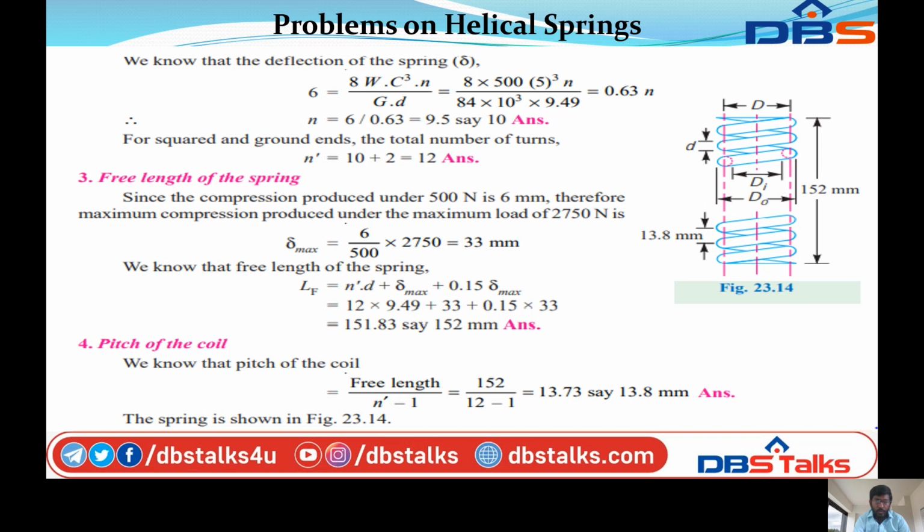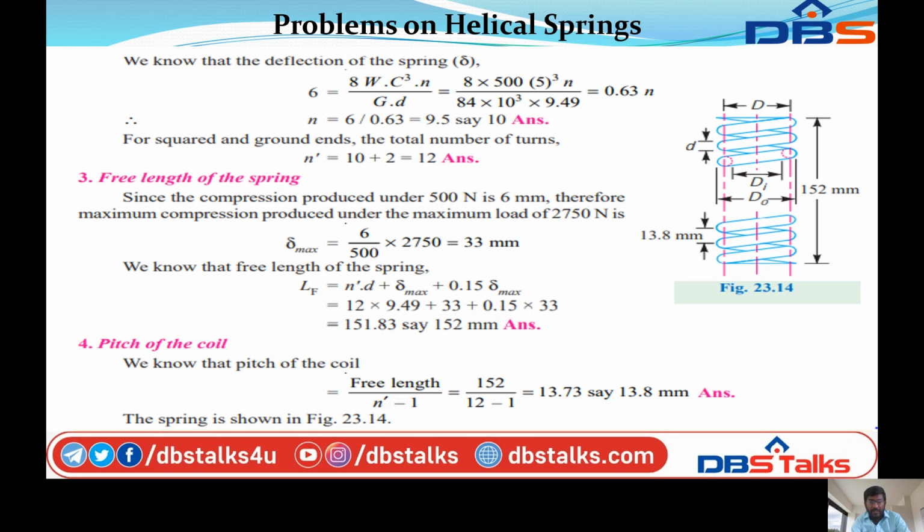So the maximum load is given as 2750. So delta max is equal to 6 by 500 into 2750. So delta maximum is equal to 33 mm.